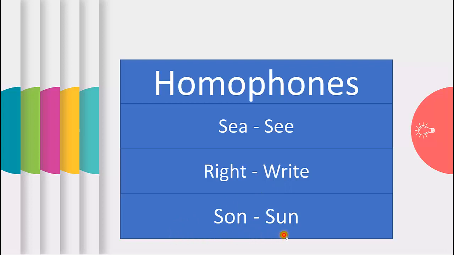Now our third homophone, so this son, S-O-N. You could use it when you want to say something like, my son is 2 years old. And this sun you could use when you want to say something like, the sun is shining very brightly. So these were a few examples of homophones. Now let's see what homonyms are.